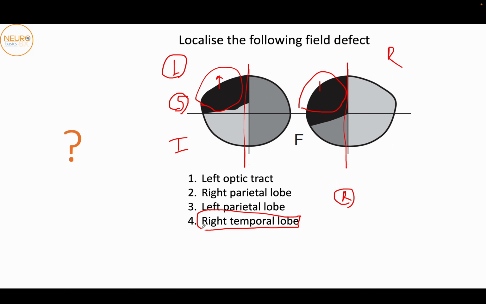Okay. So as I had mentioned, lobar defects are also going to be slightly incongruous. But this is not an optic tract lesion because an optic tract lesion would have involved a significantly larger component of the visual field on one side and maybe a smaller component of the visual field on the other side, but it should be a little bit more of both the superior and the inferior visual fields. The temporal and parietal defects also will be slightly incongruous as well. So this fits more into a right temporal lobe defect and not an optic tract defect.